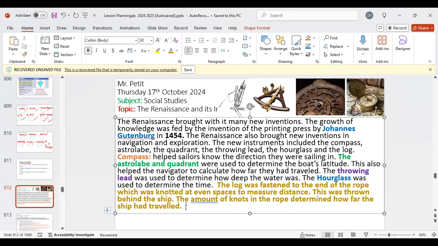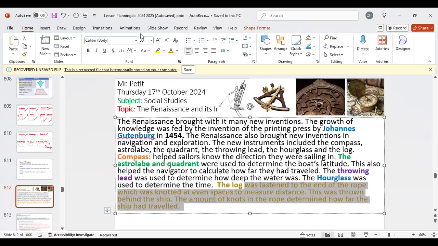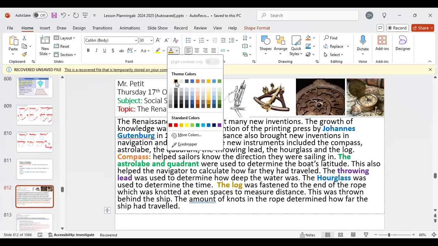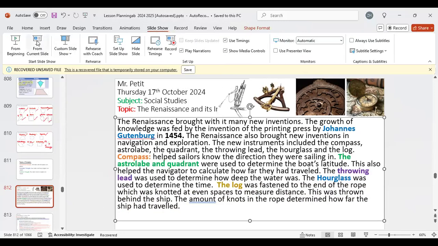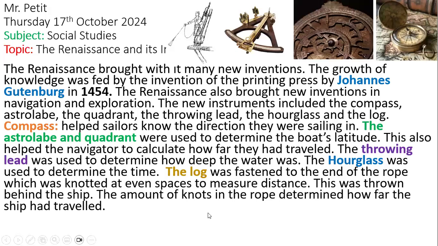That's a lot of work. Can you imagine how long that rope had to be? And it was at even spaces. That's a tremendous amount of work. Navigation was no joke back in those days. Okay. All right.